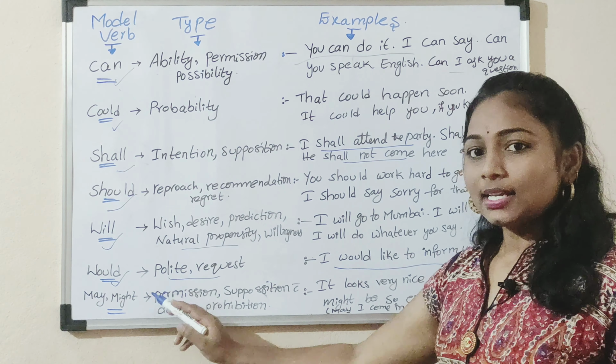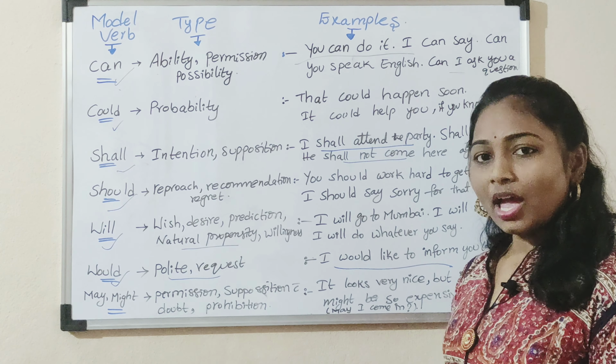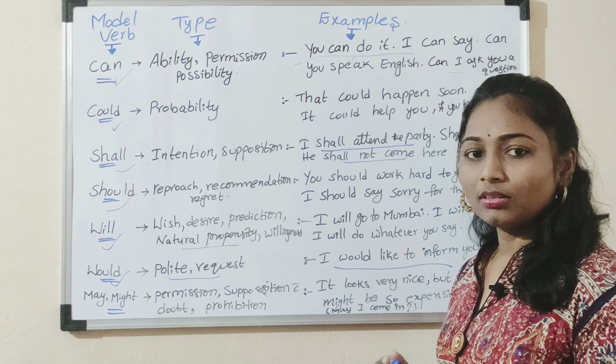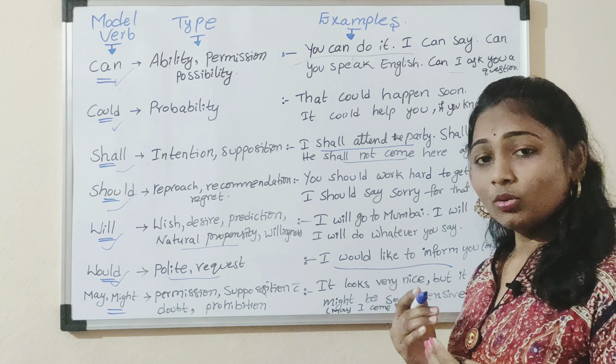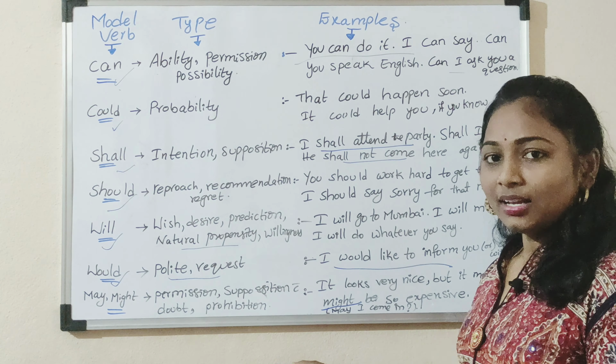Now let's go through may and might. May and might mean it may happen or might happen. See the situations: permission, supposition with doubt and prohibition. Imagine when you go to a market, you like something and say it looks very nice, but it might be so expensive. That means your intention is that it is very costly. So you can use may or might. And you can use may to take permission, like may I come in.